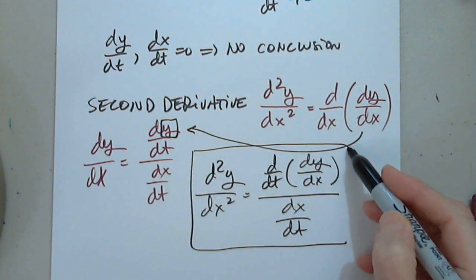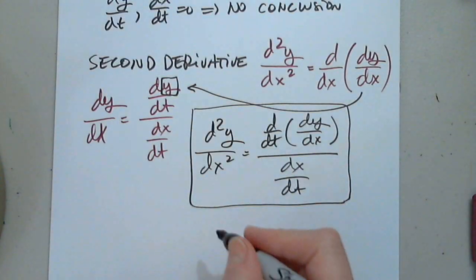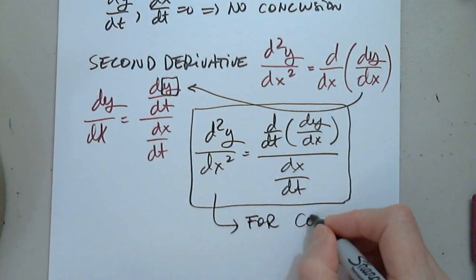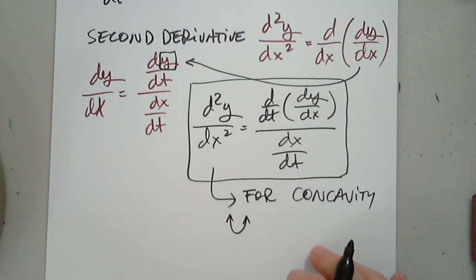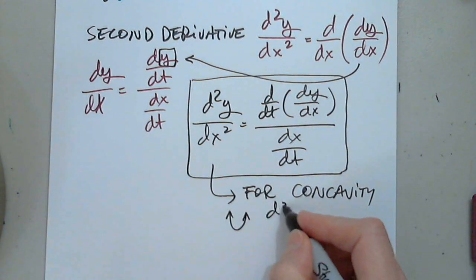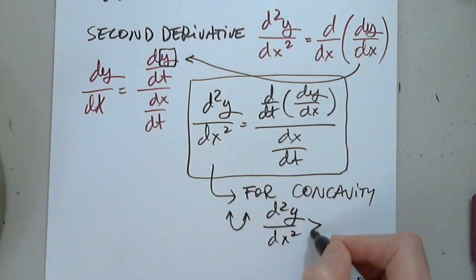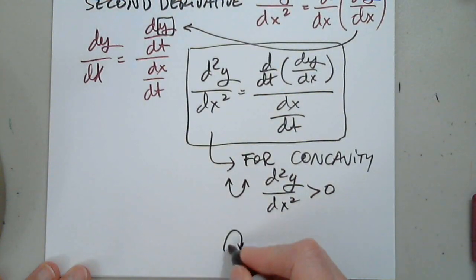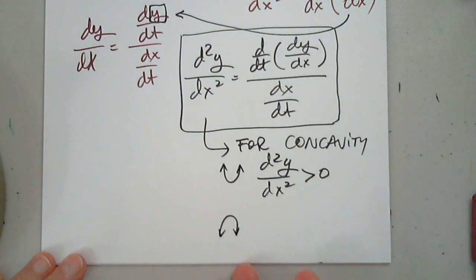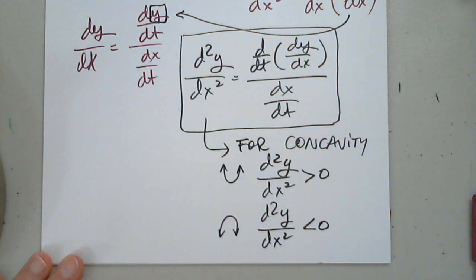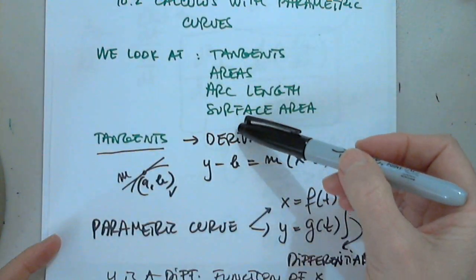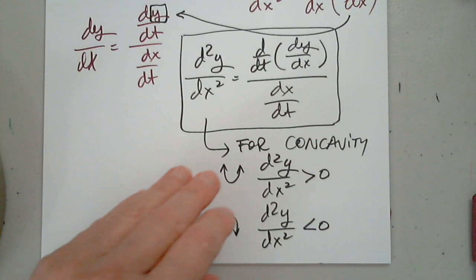And you may wonder, why do I need a second derivative? The second derivative is important for, as we know, concavity. If the curve opens up, then d2y over dx2 has to be positive. If the parametric curve opens downward, of course, the second derivative has to be negative. I think we're now ready to look at examples for tangents. So right now we are talking about tangents and later on about areas, arc length, and surface area.